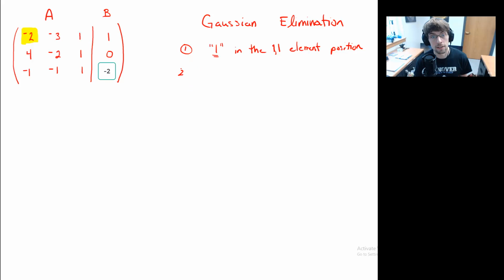After we do that, we are going to perform row operations so that the remainder of column 1 is zeros.